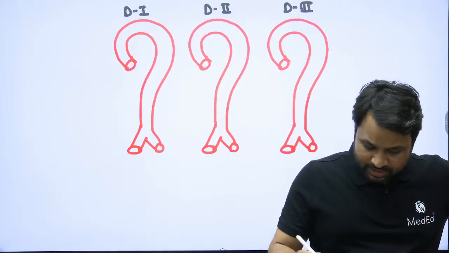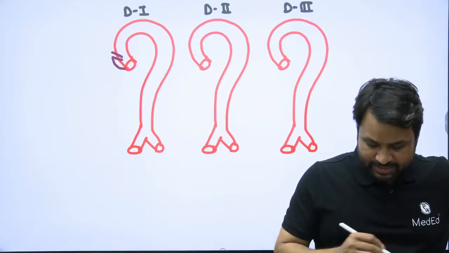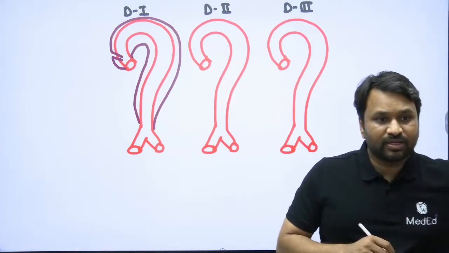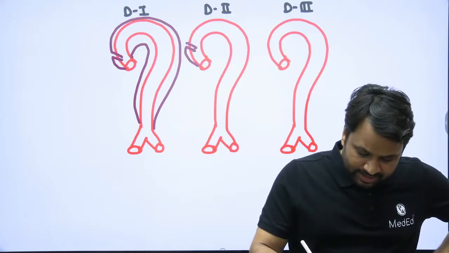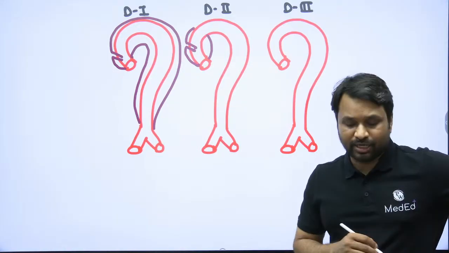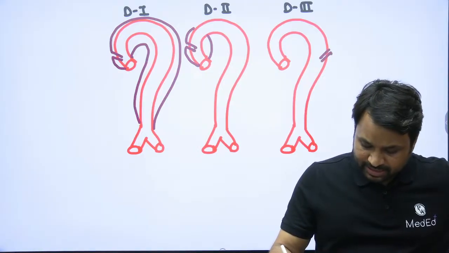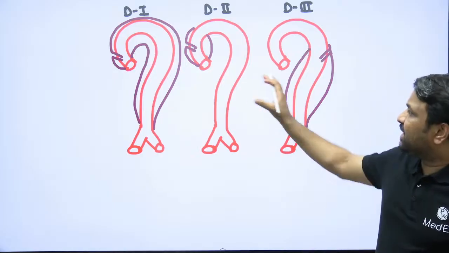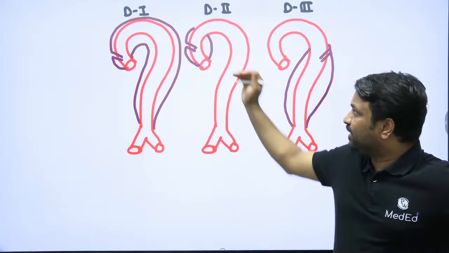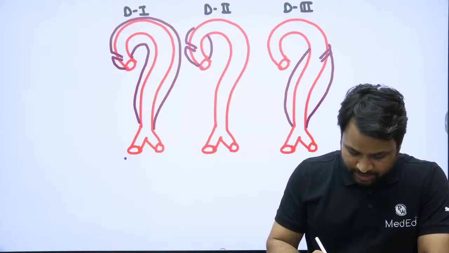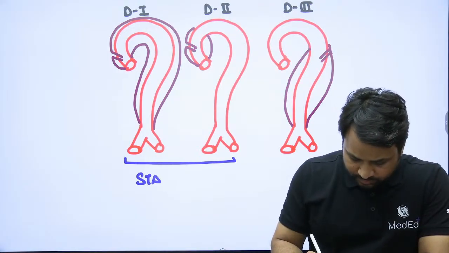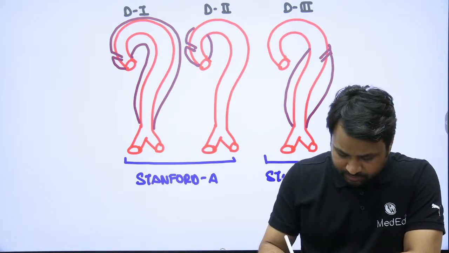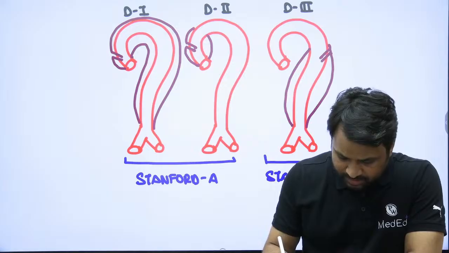In DeBakey type 1, the dissection starts at the level of the ascending thoracic aorta and goes all the way to the aortic bifurcation. In DeBakey type 2, it starts at the ascending aorta and stays at the level of the ascending aorta. DeBakey type 3 starts at the descending thoracic aorta and extends all the way to the aortic bifurcation. Stanford said that I'm not going to take into consideration the site and level, I'll only take the site of dissection. So these two will become Stanford A, and this will become Stanford B.